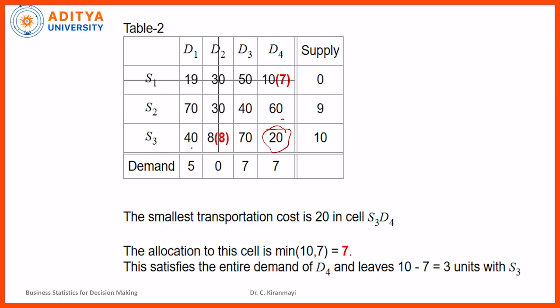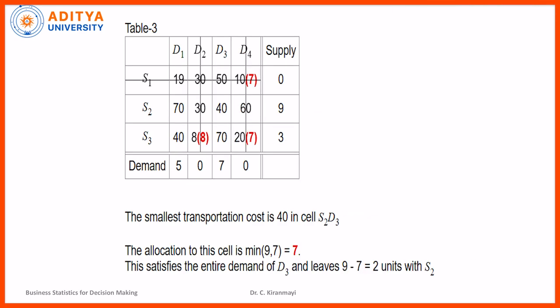20 is the least cost. So, to this cell we have to make allocation, right. Corresponding supply and demand are 10 and 7 respectively. Whichever is less, that much we have to allocate. 7 is less, so 7 units, strike off this 7, strike off this column. 10 minus 7 is going to be 3. So, this is how we have to give allocation, and we proceed to the next iteration.